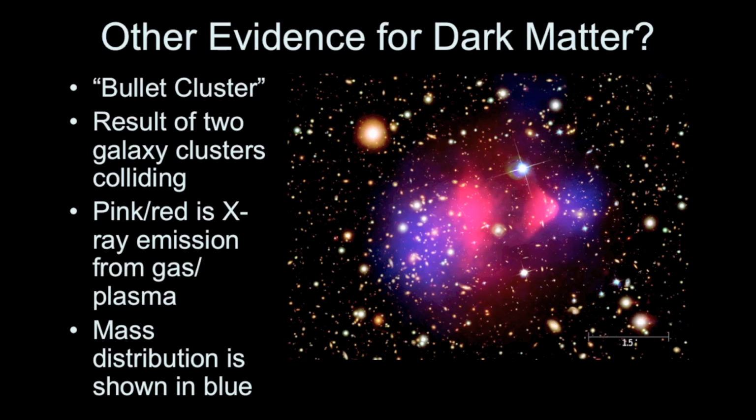Notice how it's offset from where the hot gas is located. Now, how do we know what the center of the mass distributions of these galaxy clusters is? Astronomers measured that using something called gravitational lensing, which is using the bending of light around these clusters. That points to something other than a fault in our equations of gravity. It could be that this is very good evidence for dark matter being an actual particle.